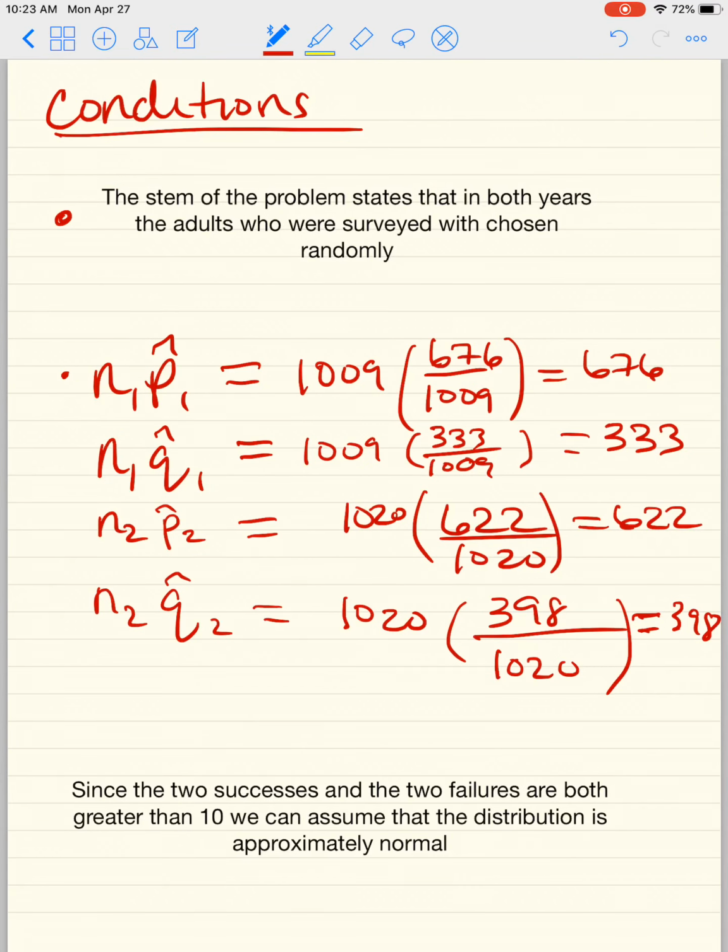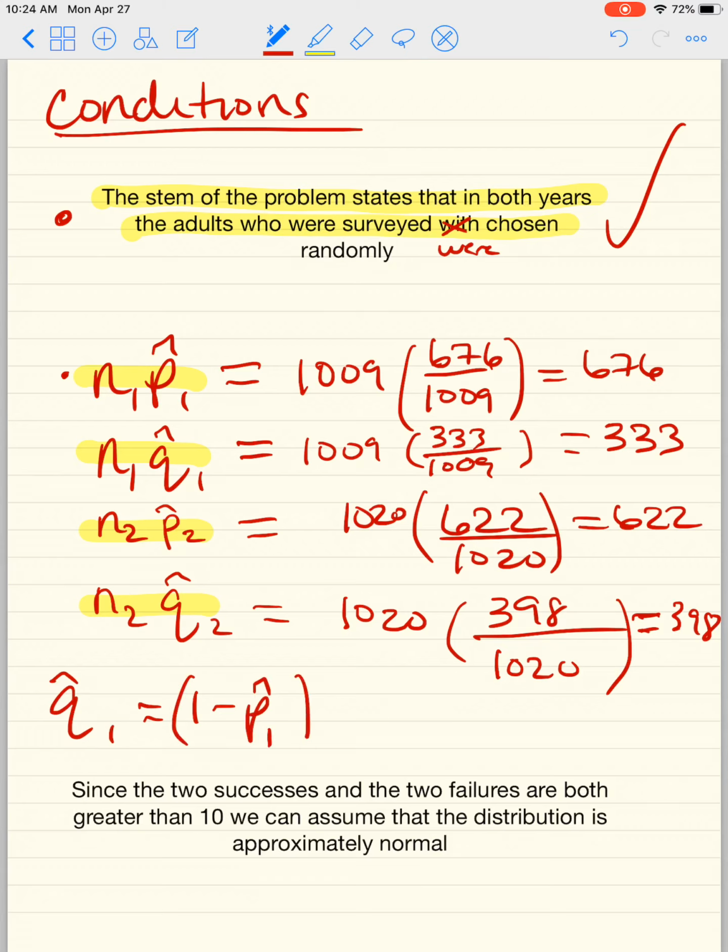All right, the stem of the problem states that in both years, the adults who were surveyed were chosen randomly. And then you have to check all four of these: N1 P hat 1, N1 Q hat 1, N2 P hat 2, N2 Q hat 2. For those who don't remember, Q hat 1 is 1 minus P hat 1. I know some college textbooks only use 1 minus P hat 1; I call it Q. So here we get 676, we get 333, we get 622, and 398.